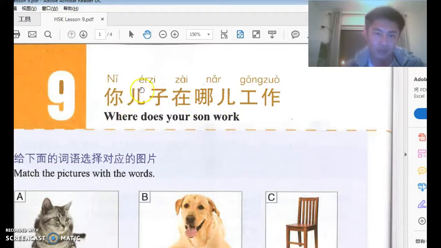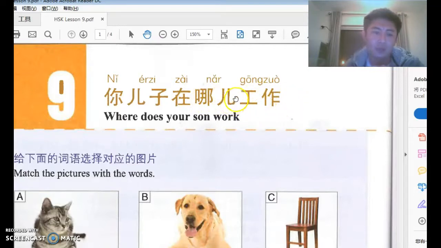你 is you, 儿子 is son. You're close to your son, so the 的 is omitted. So 你 in here is not you anymore, it's your. So your son. 在 is the preposition at or in. 哪儿 is where. In where work. Or if you translate that into which place, I think it's much better, because in English the word where is actually more powerful than which place. So you don't really see in where, you see in which place, at which place work, right?